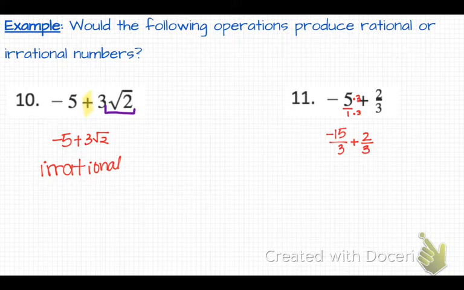Okay, can I combine these? What's negative 15/3 plus 2/3? Negative 13/3. Is that rational or irrational? What is it? Rational or irrational? Rational, because that is a fraction with 2 integer values, one in the numerator, one in the denominator. Negative numbers are okay. Ready for 2 more you tries?